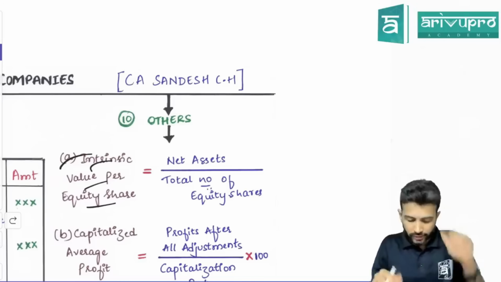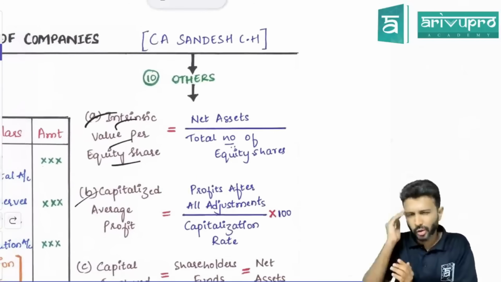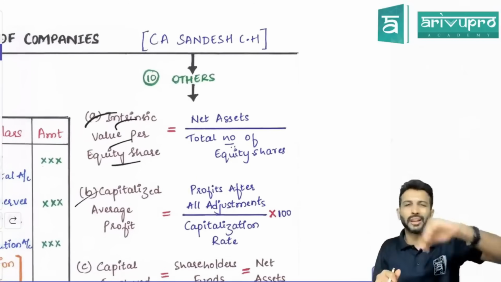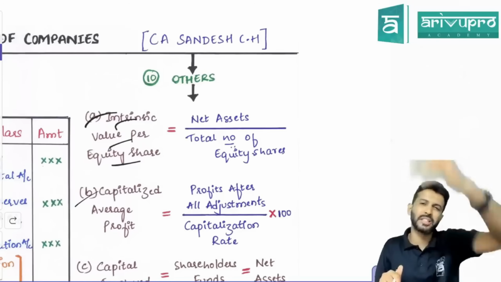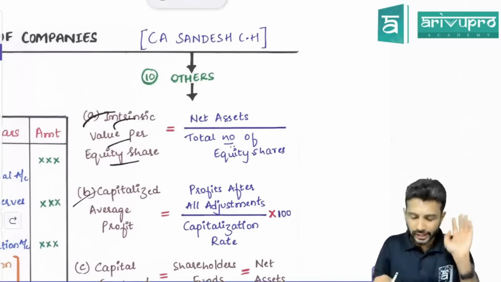All right. Next is something called capitalized average profit. I will take it in the problem only. If you want, you can remember it. One question I will do. It is simply your profit after all the adjustments divided by rate into 100. It is better understood with the help of numbers, which I'll take.